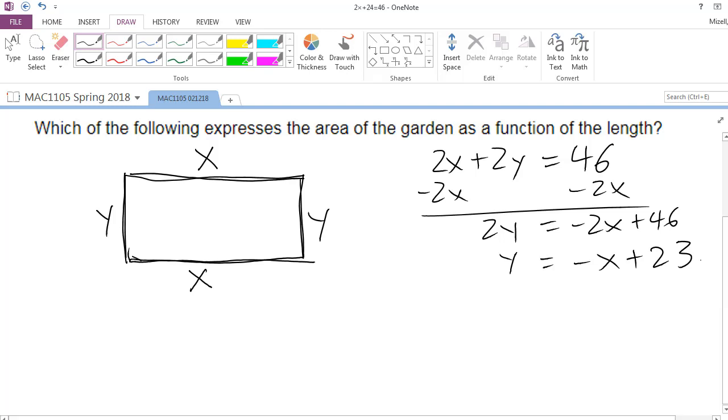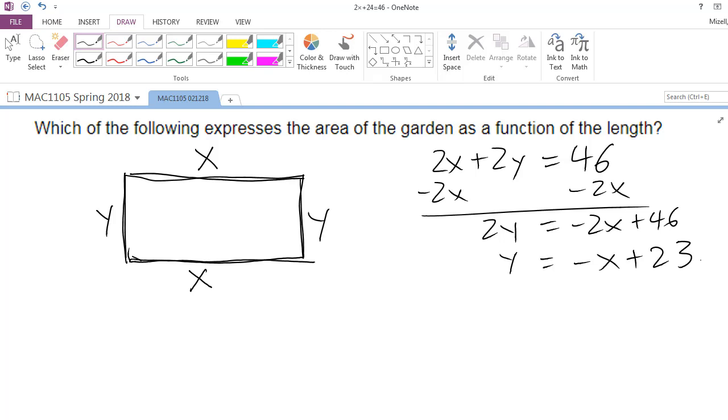So for example, how long might we want this rectangular garden to be? Could it be 20 feet long? It'd be kind of skinny if it was 20 feet long, but we might want it to be 20 feet long. We might not want it to be all that wide. Who needs a really wide garden?